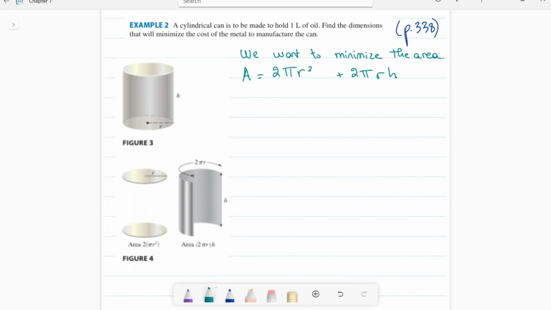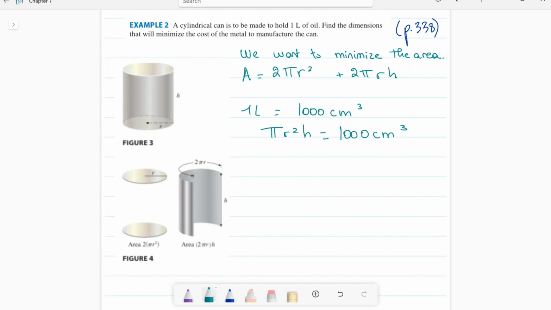Now we have two variables in here. Here it's a tiny bit tricky to write A in terms of one variable. So how do we do it? You might notice that in the question they told us that the can is made to hold 1 liter of oil. And you might know that 1 liter in fact is equal to 1000 centimeters cubed. So how does this help us? This means that the volume is 1000 centimeters cubed. Now, what is the volume of a cylinder? It's pi r squared h. So pi r squared h is therefore equal to 1000 centimeters cubed.